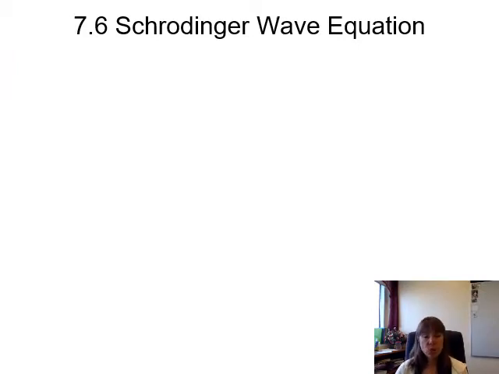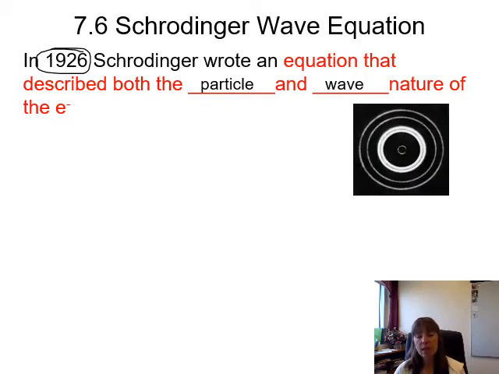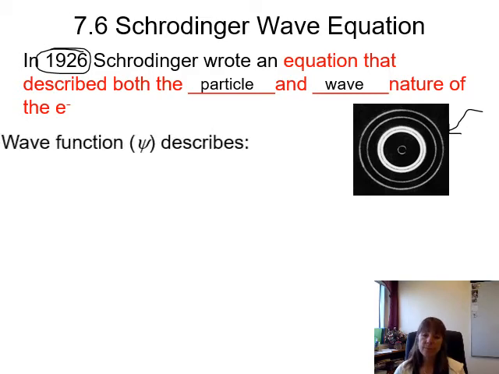So let's talk about the Schrodinger wave equation and what that means. This wave equation, this is all around the same time. You can see de Broglie was 1926, Schrodinger's 1926. I'm sorry, de Broglie was 1924 on our previous slideshow. Schrodinger wrote an equation, or kind of proposed an equation, that described both the particle and wave nature of the electron. Because remember, I could pass an electron through an aluminum foil and I would get these circles, and that circles meant it was traveling like a wave.